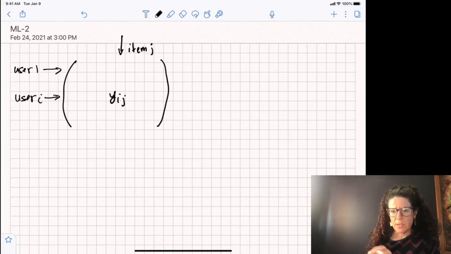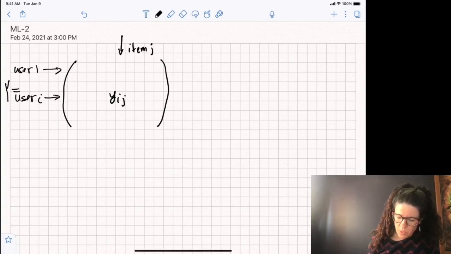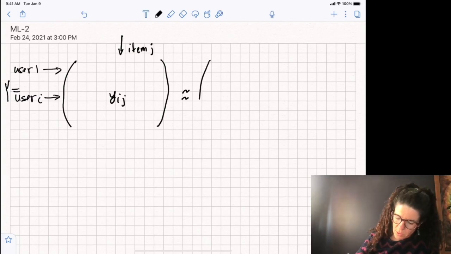For now, let's think about ratings as numbers maybe from 1 to 5. This could change. This could be different as well. So this is my matrix. We're going to call this matrix Y, and the elements of Y are the Yij's. So the matrix factorization model makes the assumption that this matrix can be approximated by the multiplication of two matrices. This one we're going to call U, and this one here we're going to call V transpose.